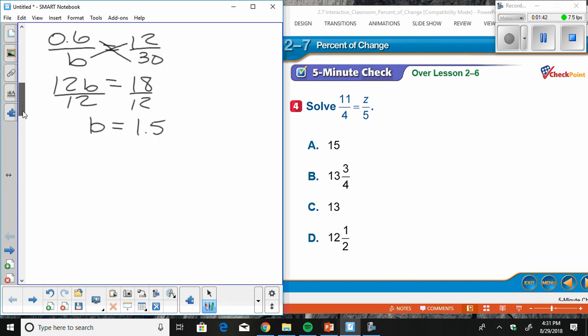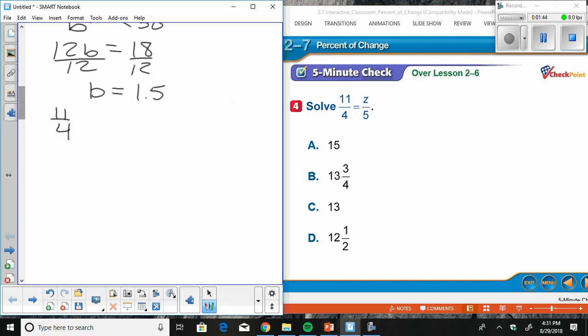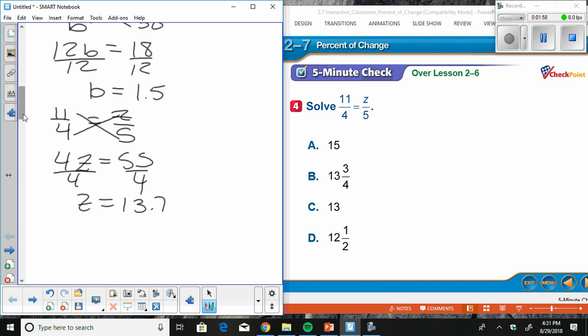So 11/4 equals z over 5. Cross multiply, so we get 4z is equal to 55, divided by 4 on both sides. So we get a z of 13.75, which is the same thing as 13 3/4.